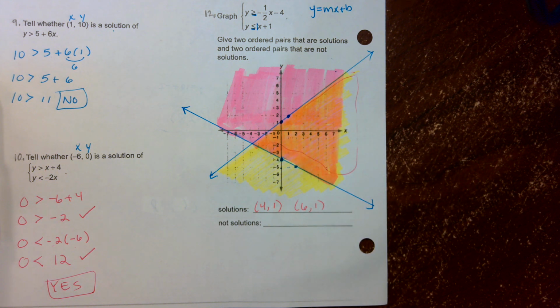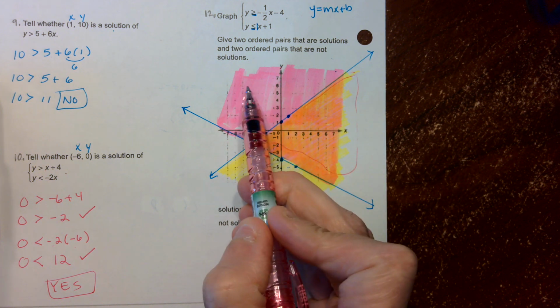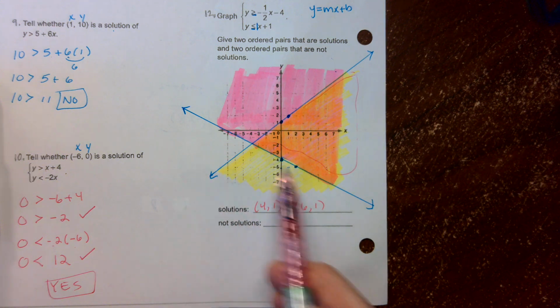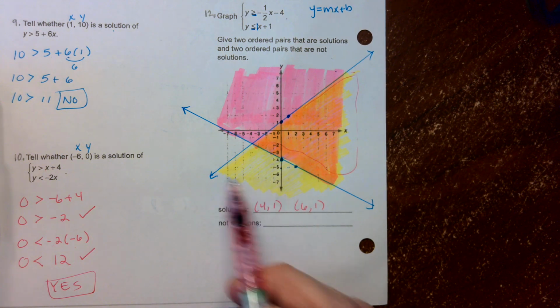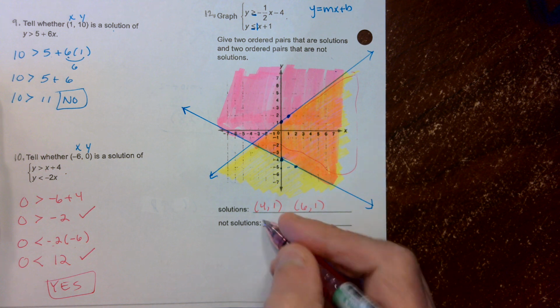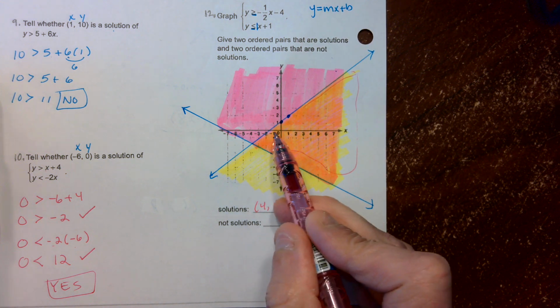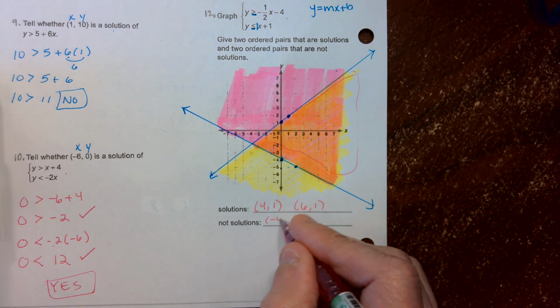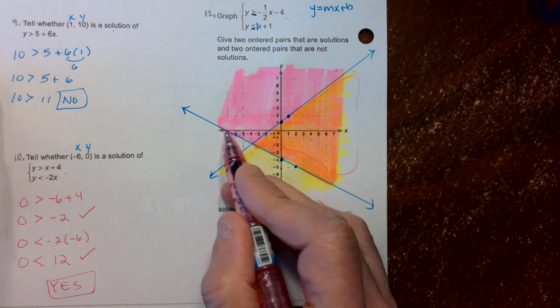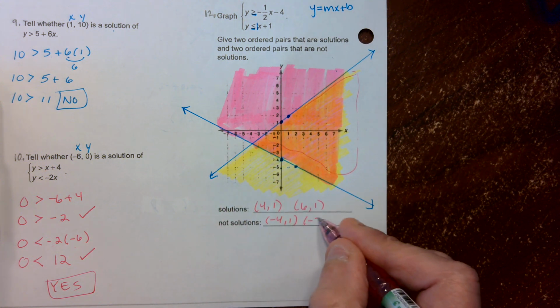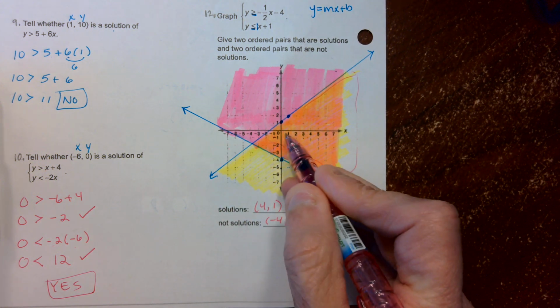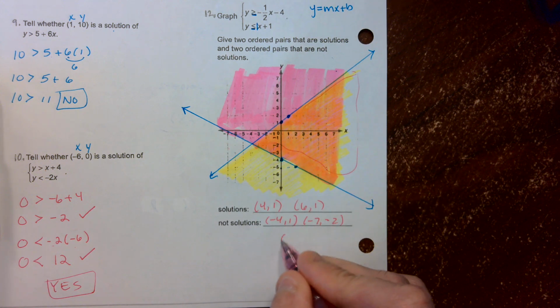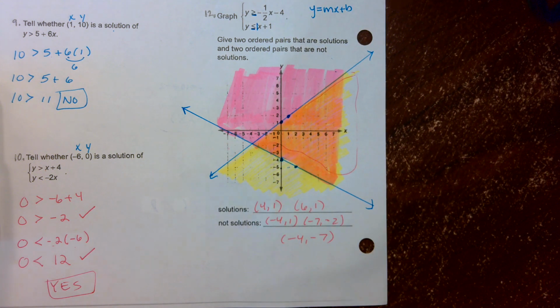Non-solutions could be in the pink. It could be over here with nothing. It could be in the yellow. All of them are non-solutions. So I could pick -4, 1. I could pick -7, -2. I could pick -4, -7. Again, it doesn't matter which of these three. They're all no.